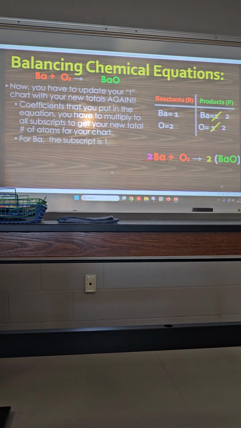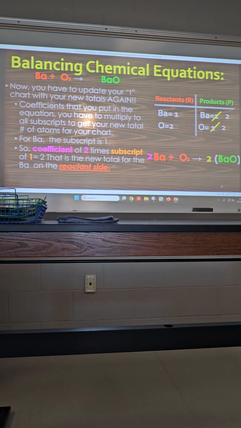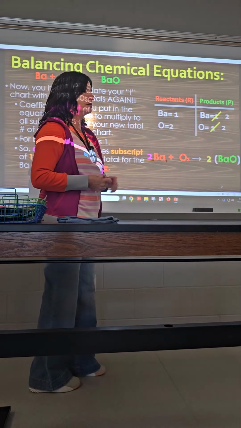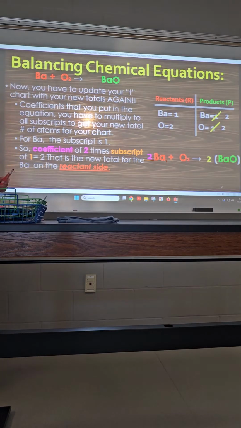So a coefficient of 2 times the subscript of 1 is going to give you a total of how many bariums now on the reactant side? What do you think, Zariah? How many bariums are we going to end up with over here? Should be 2, right? So we're going to cross out the 1. Don't erase it, just cross it out, and then update it with the 2.